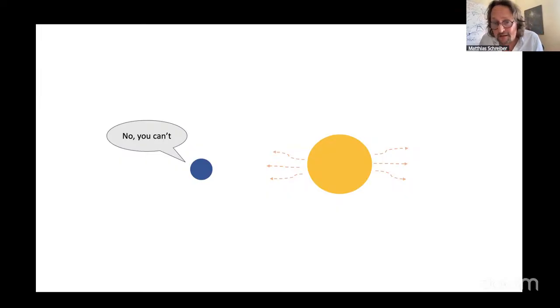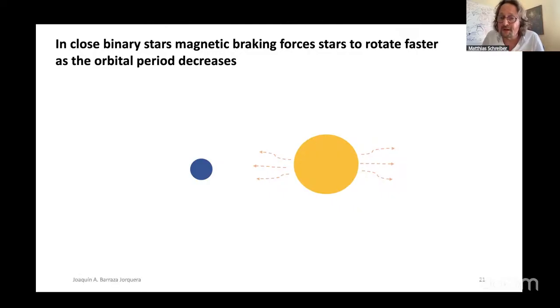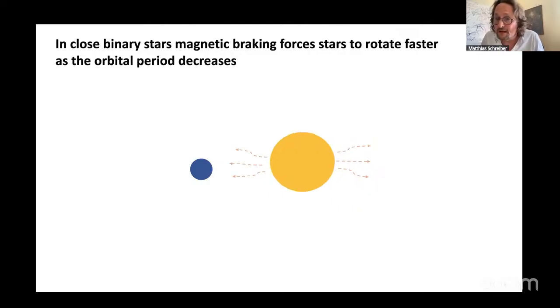And this means that the angular momentum has to be taken from something else. It cannot be taken from the rotation because the rotation is fixed due to the tidal forces. And so the angular momentum is taken from the orbit. So instead of rotating slower, actually the star is rotating faster because the orbital period is decreasing due to the action of magnetic braking. Because the angular momentum is taken from the orbital motion and not from the rotation of one of the stars.